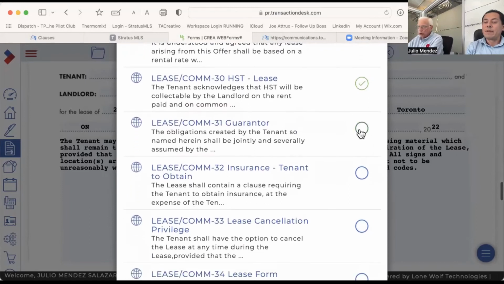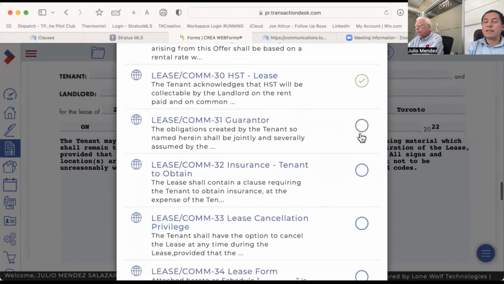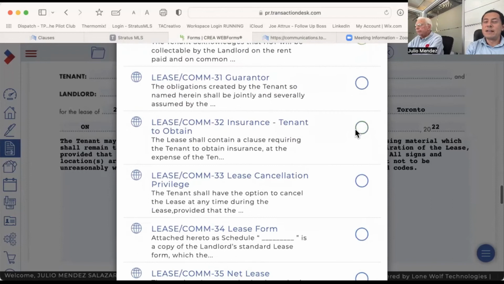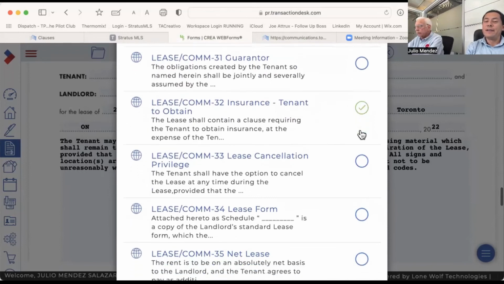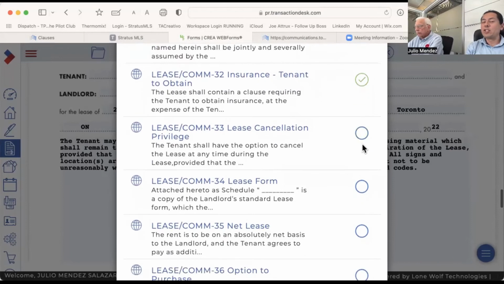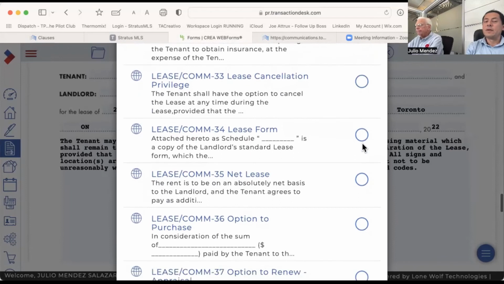Guarantor. Could be, may not be. All right, let's leave that optional, I guess. Tenant to obtain insurance. Yes. Lease cancellation privilege. Probably not in this case because it's only 2 years.